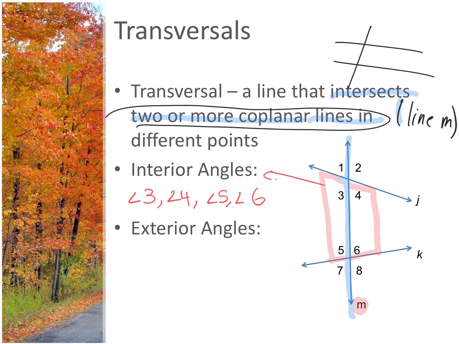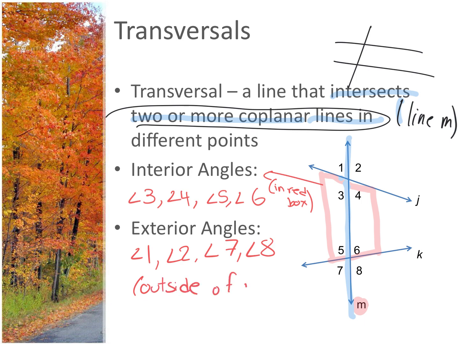So the ones in the red box. So the exterior angles are the opposite angles, the ones outside of the red box. So they're going to be angle 1, angle 2, angle 7, and angle 8. So I'm going to write here, outside of red box.